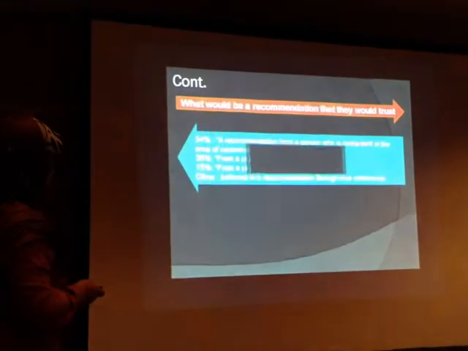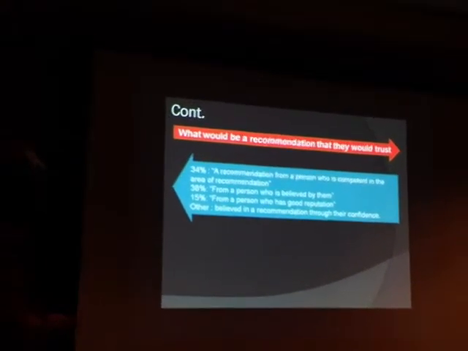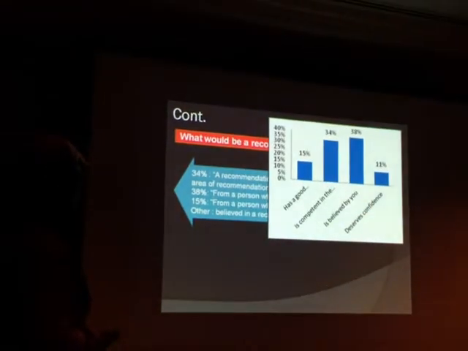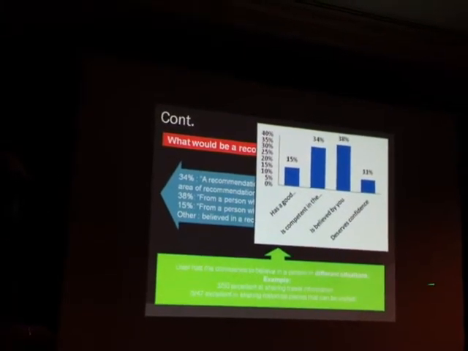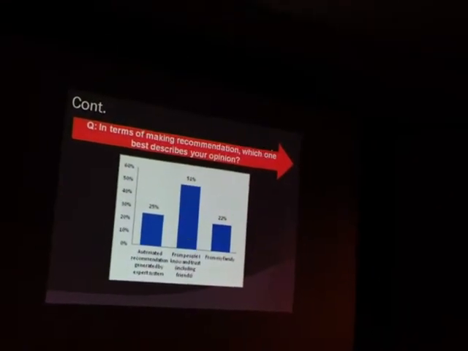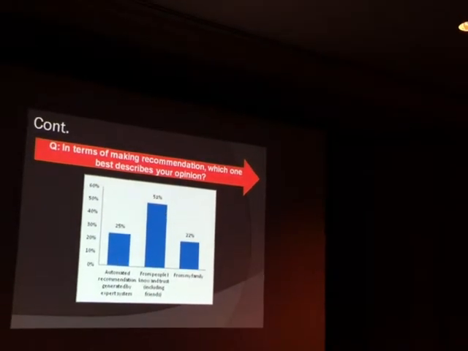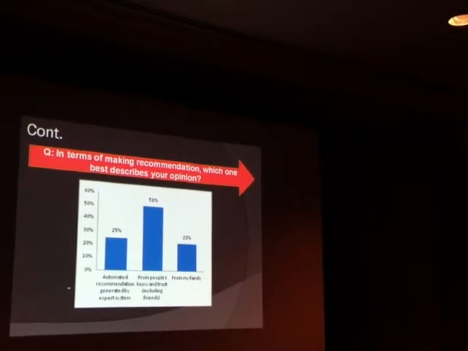Okay, another question is what recommendation they would trust, and 38% said a person who is believed by them. So the result is that users have confidence in believing a person in different situations. And this is the last question: in terms of making recommendations, which one is described by your opinion? 51% said people they know and trust, compared to automated recommendations generated by an expert system, and also from the family.